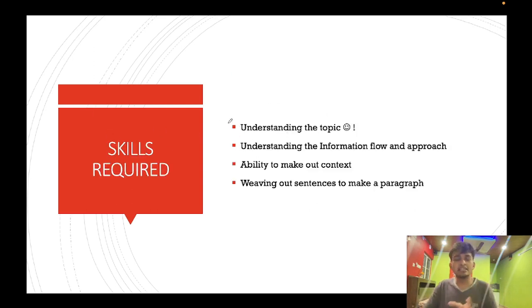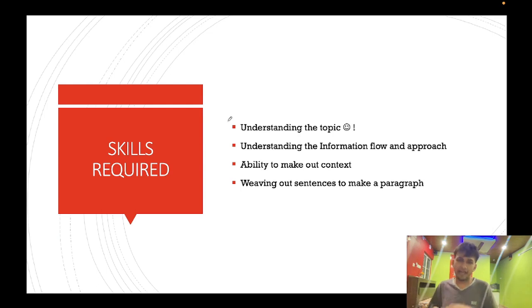So what are the skills required for you to crack these types of questions? Number 1, understand the topic of the paragraph. So you should be able to discern what is being talked about. Why? See, because the subject of the individual sentences per se forms the most important clue for establishing links between these various sentences.